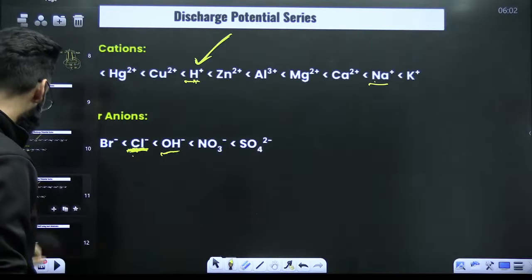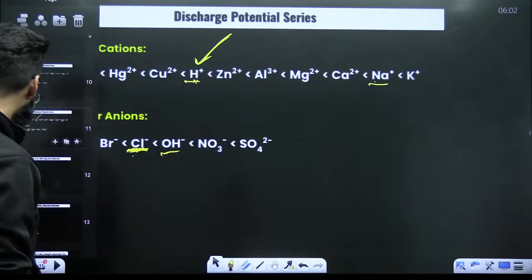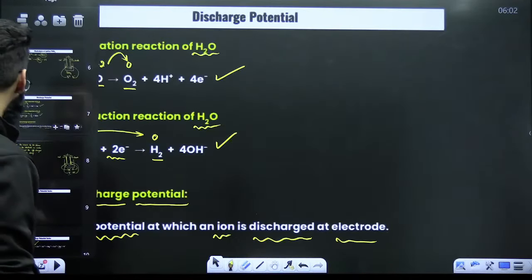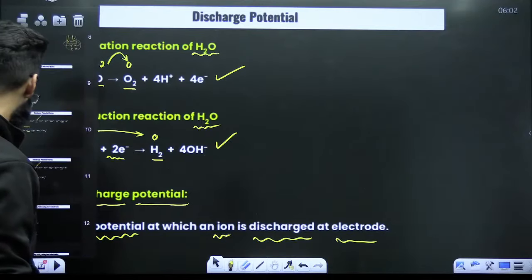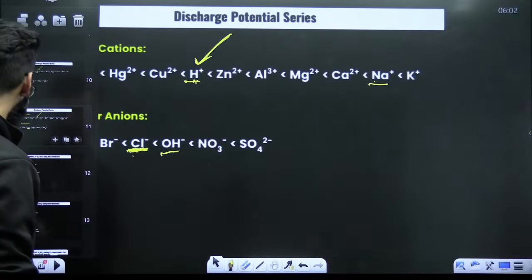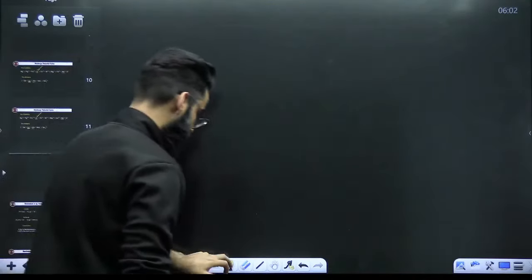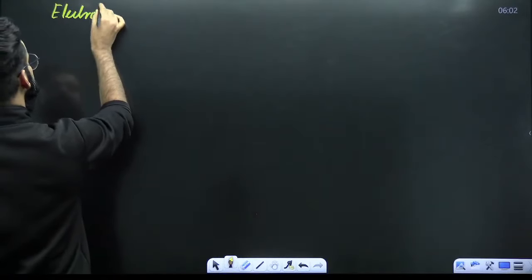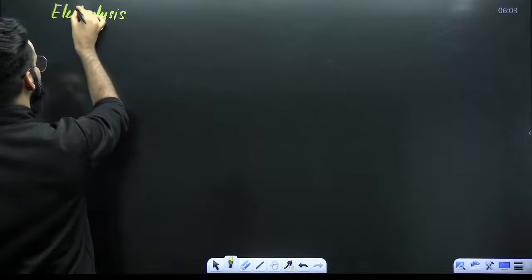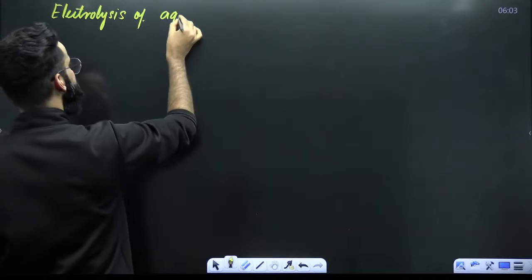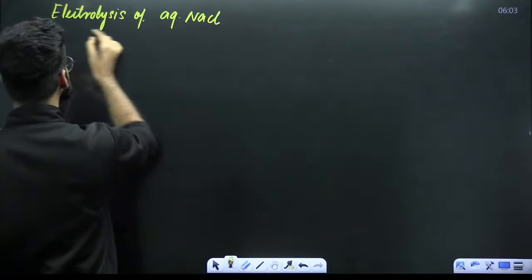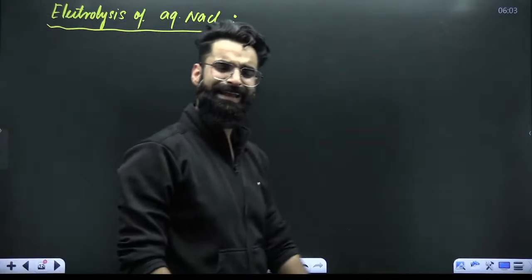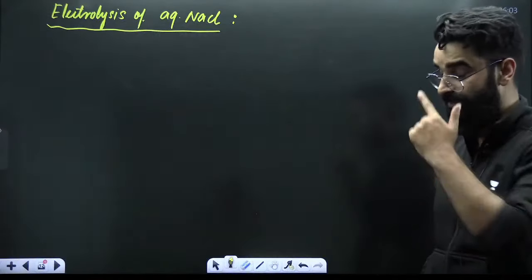See guys. For example, the first topic which I'm mentioning here, I'm writing the heading as electrolysis of aqueous NaCl. And my dear students, the electrodes which I'm using are inert electrodes.